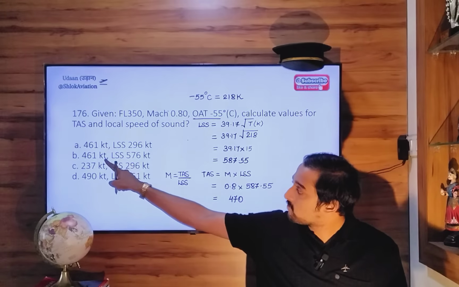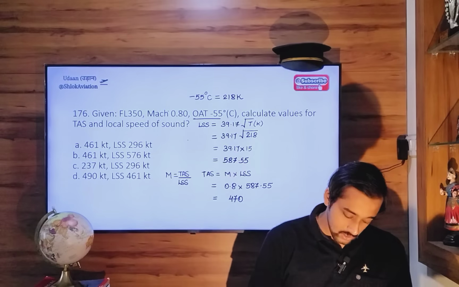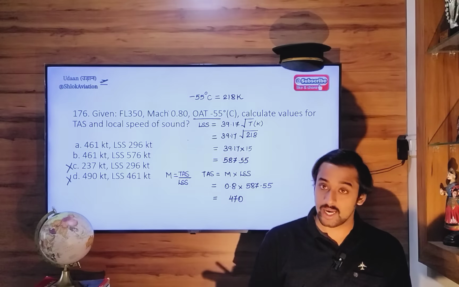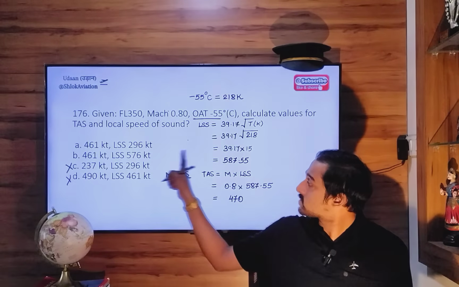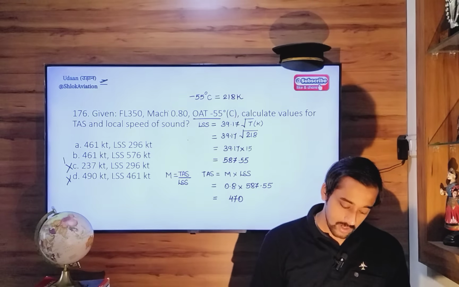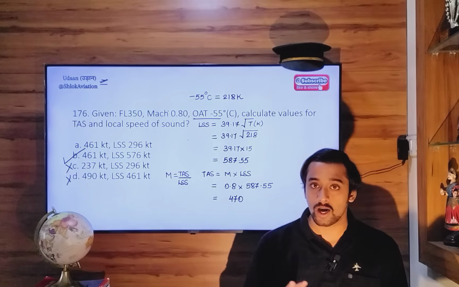So 461, 461, 490, 237. So Charlie is gone. Delta is gone. Local speed of sound is 587. Closest is 576. So option B should be the correct option. Okay, it satisfies both conditions. Both are answers.